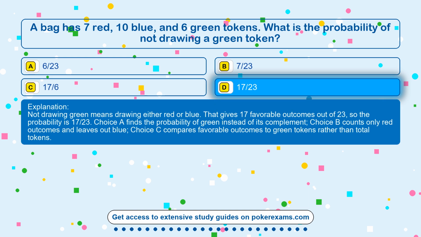Not drawing green means drawing either red or blue. That gives 17 favorable outcomes out of 23, so the probability is 17/23. Choice A finds the probability of green instead of its complement, choice B counts only red outcomes and leaves out blue, choice C compares favorable outcomes to green tokens rather than total tokens.